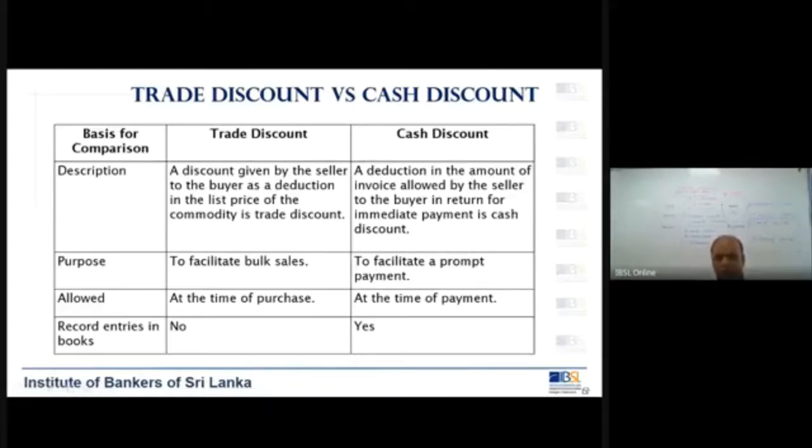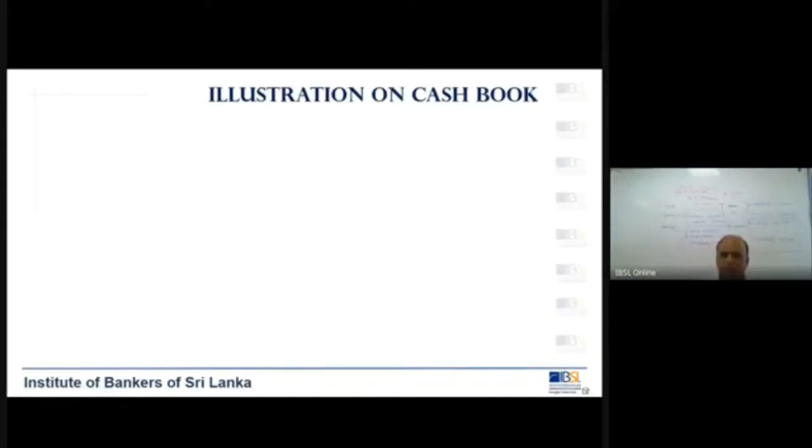As for when it is allowed, the trade discount is allowed at the time of purchase, but the cash discount is allowed at the time of payment. Please make a note of those, because these might be tested in the exam by way of an MCQ, or you might be asked to write the differences or comparison between trade discount and cash discount. So you need to know these criteria: what is the description, what is the purpose of having these two discounts, and when it is allowed, whether you will record it in the books or not. Trade discount, you will not record. Cash discount, you will record in the books of accounts. Okay, I hope the discount part is very clear.